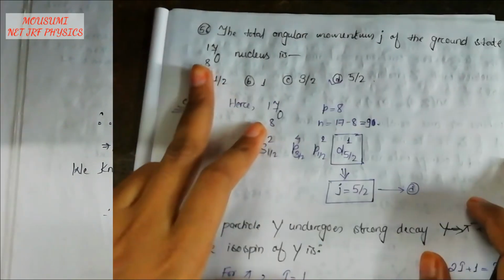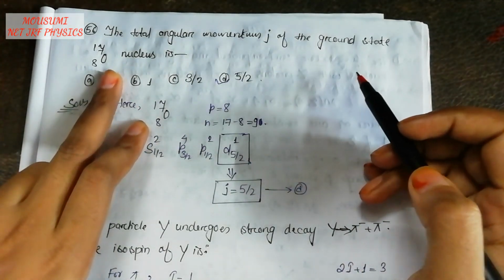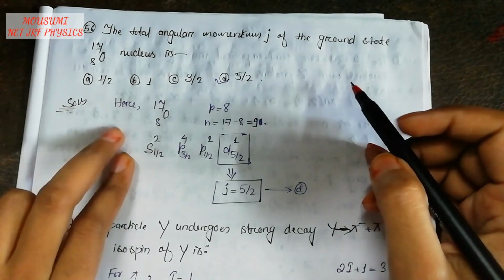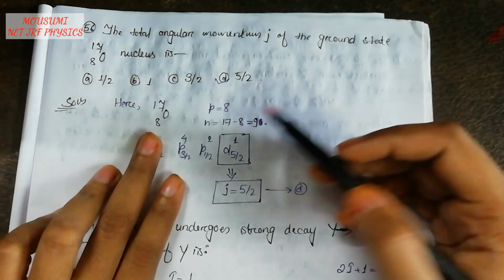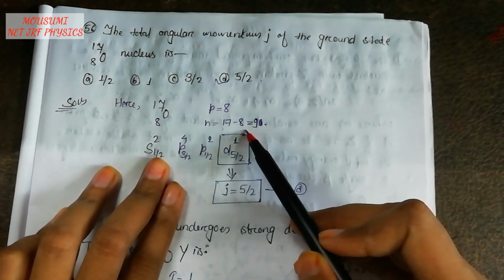Now let's come to the next question. The total angular momentum J of the ground state of this nucleus is what? So we can find it very easily. We have 4 options here. We will see the number of protons here, which is 8. The number of neutrons is how much? 17 minus 8, that is 9.